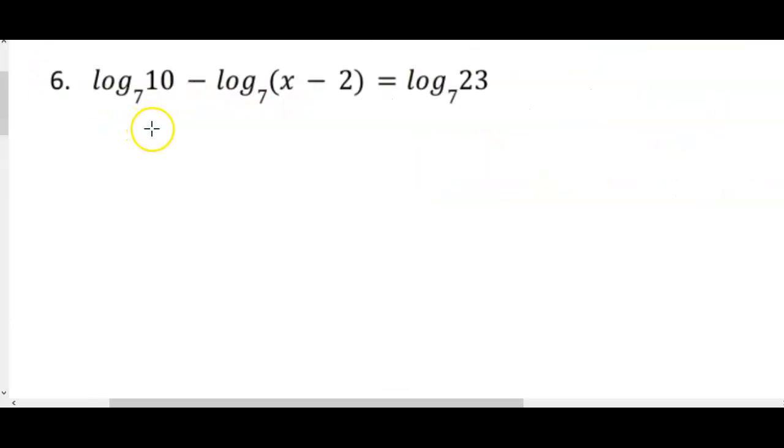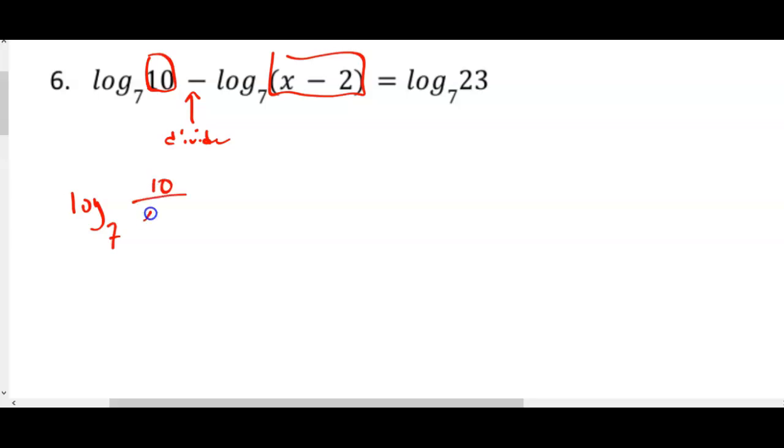Right here, let's see. The minus tells us that we need to divide our arguments. So I'm going to divide that argument and that argument. So you end up with log base 7 of 10 divided by x minus 2.